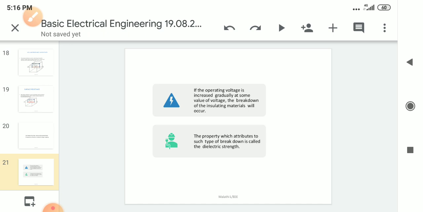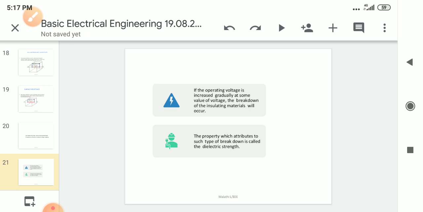Otherwise, suddenly or accidentally, if the voltage on that material is increased, then the insulating material's resistance is not sufficient to bear that much voltage. That's why this breakdown occurs. And the property which attributes to this type of breakdown is called the dielectric strength.